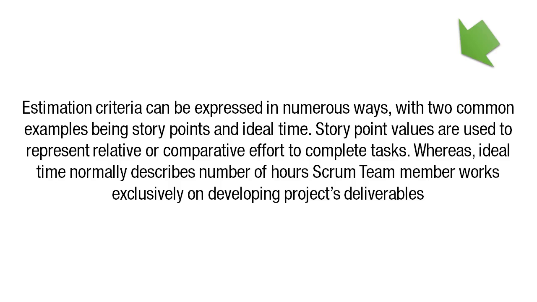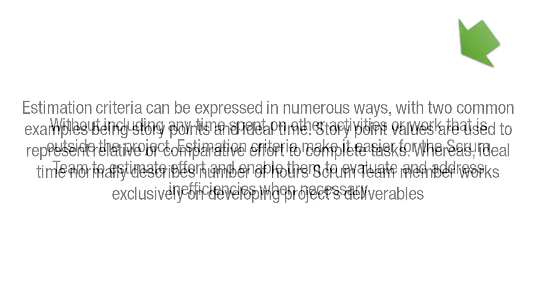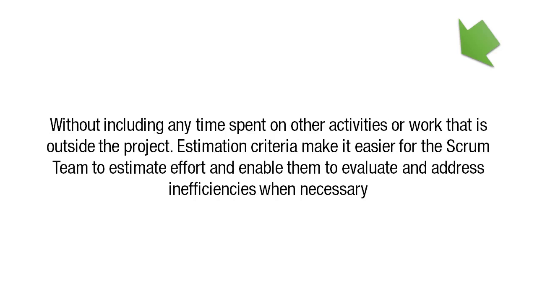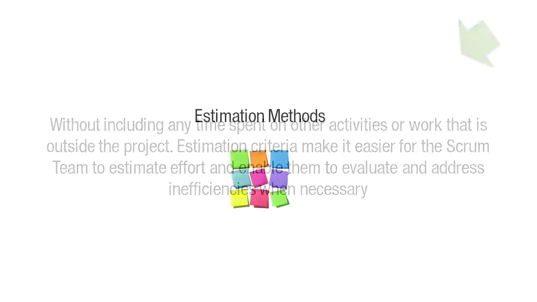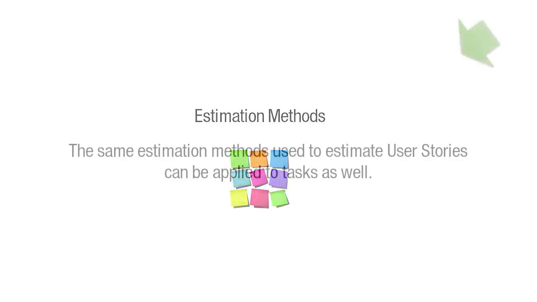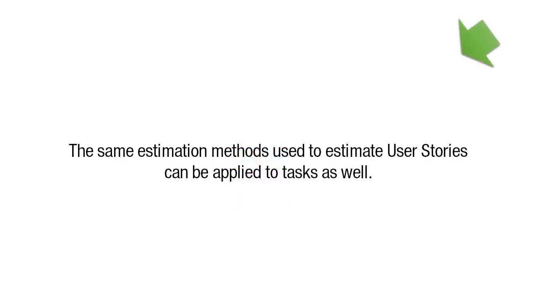Story point values are used to represent relative or comparative effort to complete tasks, whereas ideal time normally describes the number of hours a Scrum team member works exclusively on developing the project's deliverables without including any time spent on other activities or work that is outside the project. Estimation criteria make it easier for the Scrum team to estimate effort and enable them to evaluate and address inefficiencies when necessary. Lastly, estimation methods. The same estimation methods used to estimate user stories can be applied to tasks as well.